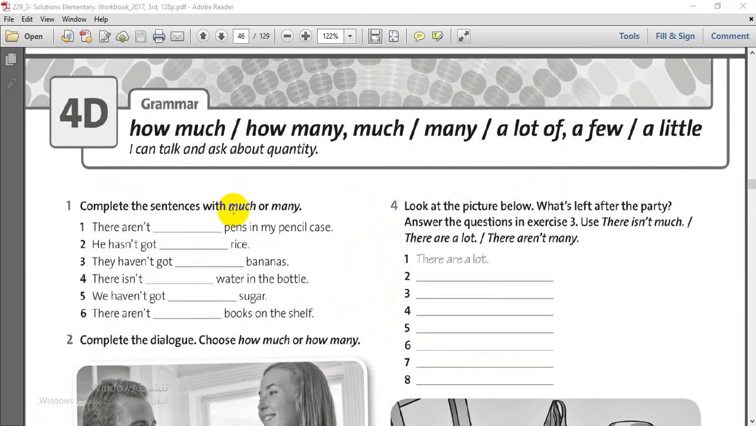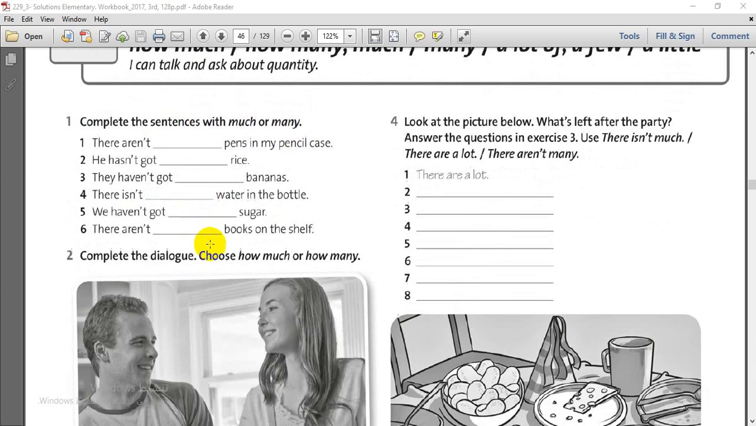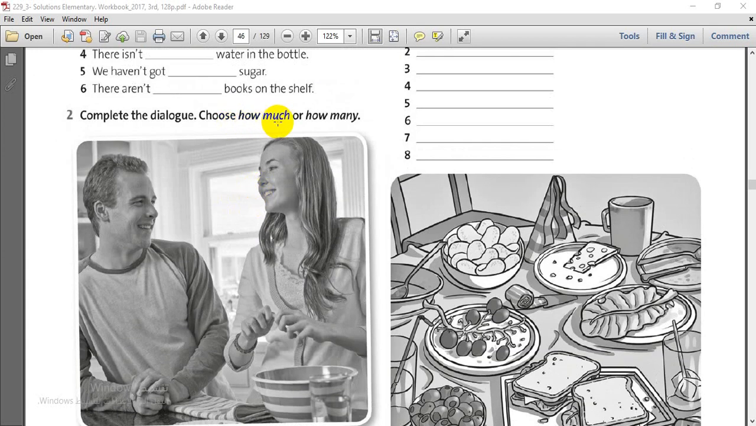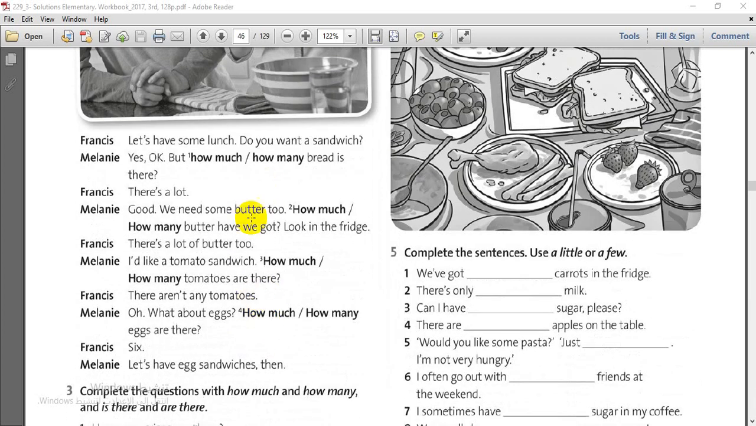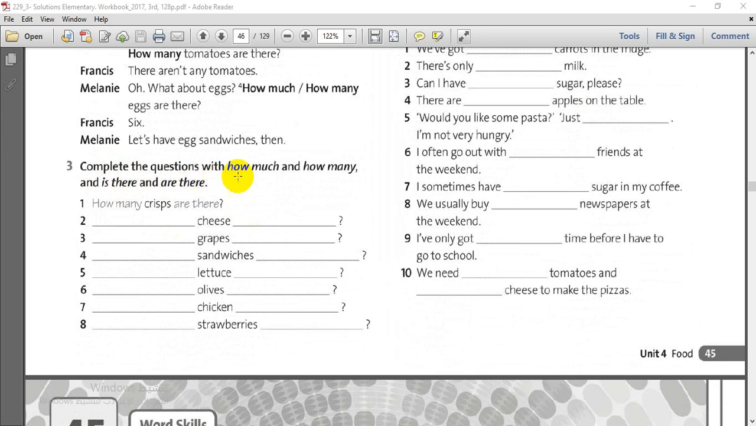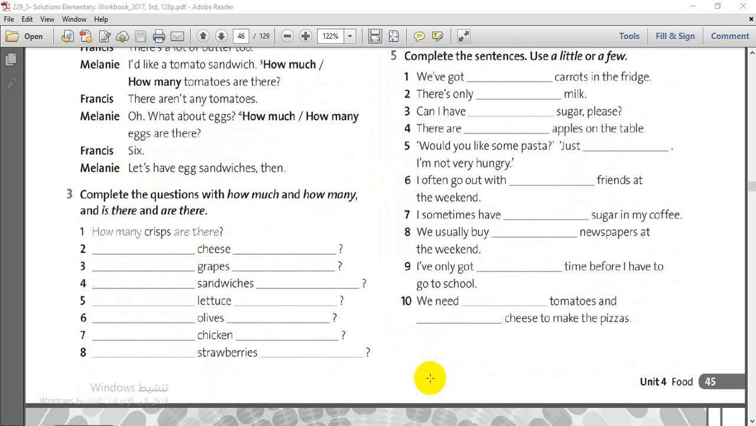I set a homework for you from the workbook. Here on page 46 we have number 1, complete the sentences with much or many, where you will put much or many in the spaces. Number 2, complete the dialogue. Here choose how much or how many. Number 3, complete the questions with how much and how many, and is there and are there in these spaces.